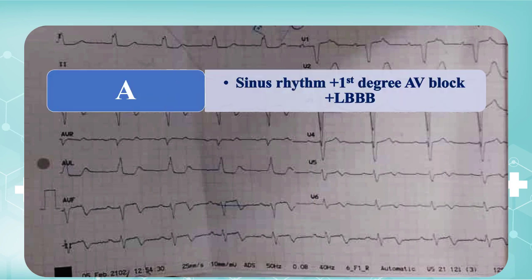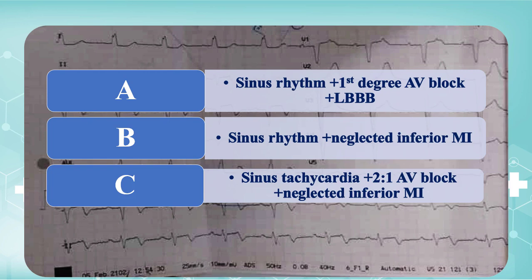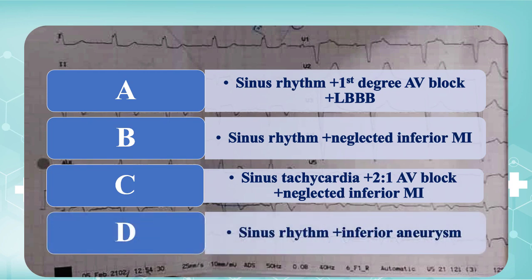1. Sinus rhythm with first-degree heart block and left bundle branch block. 2. Sinus rhythm with neglected inferior myocardial infarction. 3. Sinus tachycardia with 2-to-1 heart block and neglected inferior MI. 4. Sinus rhythm with inferior LV aneurysm. What are you going to do for this patient?